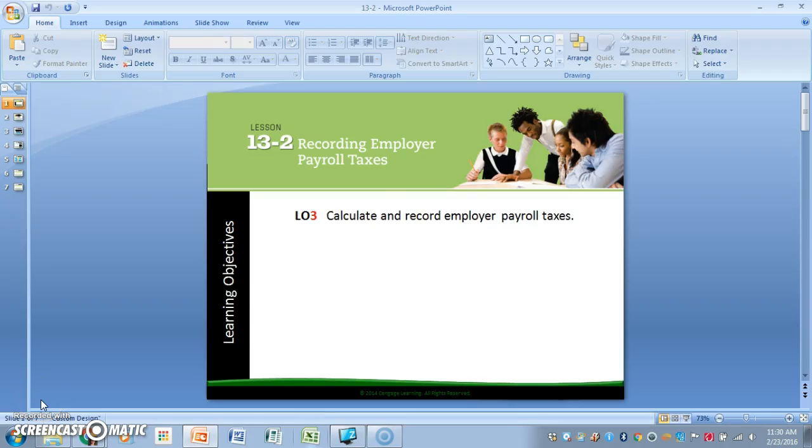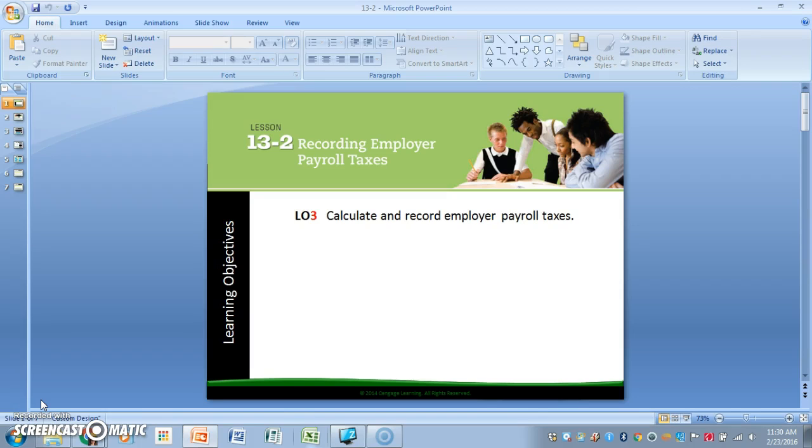Welcome back, accounting students. We are currently working on Chapter 13. Chapter 13 is accounting for payroll and payroll taxes. And remember that Chapter 13 is a continuation of Chapter 12, where we were preparing payroll records. Now in Chapter 13, we're accounting for not only the payroll, but also the payroll taxes.